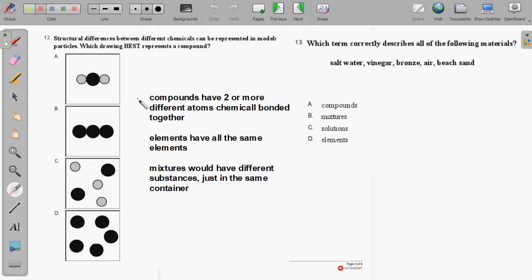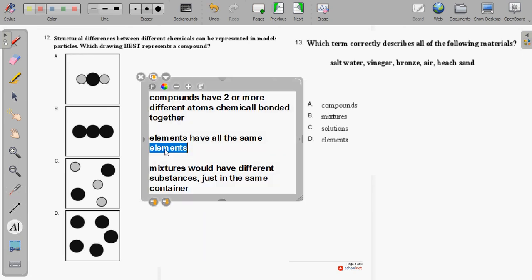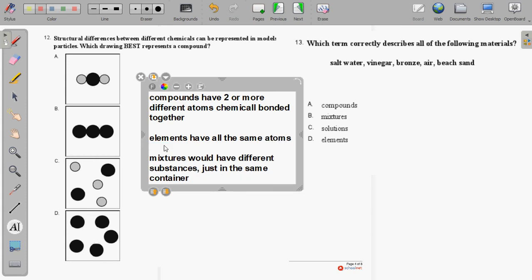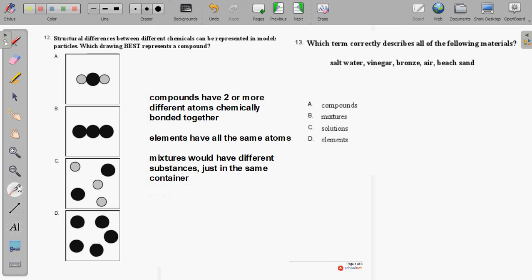All right, here, compounds have 2 or more atoms chemically bonded. There should be a Y there. Elements have all the same atoms. That should say atoms. Oh, that's what I get for going quickly. Right, let's go ahead and fix that. All right, and then mixtures would have different substances, but they would just be in the same container. They're not joined together at all.